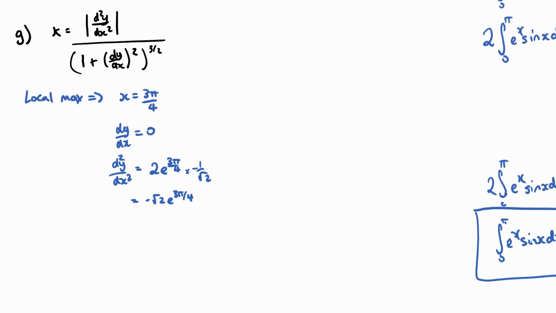So if I sub those in, my curvature will equal the absolute value of this. So I'm just going to put that in. Negative root 2 e to the 3 pi on 4. That'll be all over, now, 1 plus our first derivative, which is 0, squared. Well, 0 squared is just 0, so it'll be 1 to the power of 3 on 2, which is still just 1. So what we're going to get is our curvature will equal just the absolute value, so that'll turn this positive, so root 2 e to the 3 pi on 4.